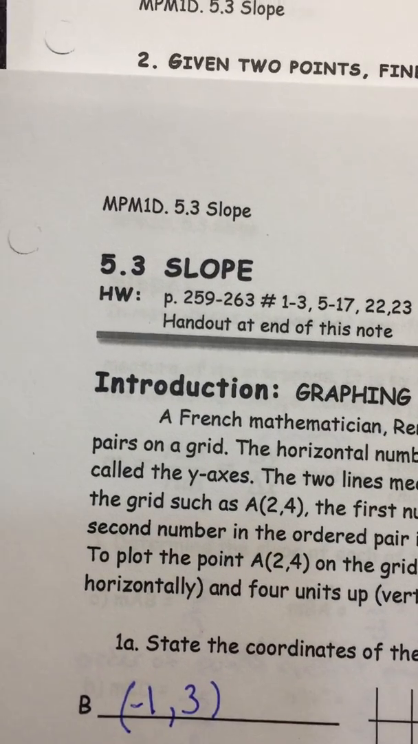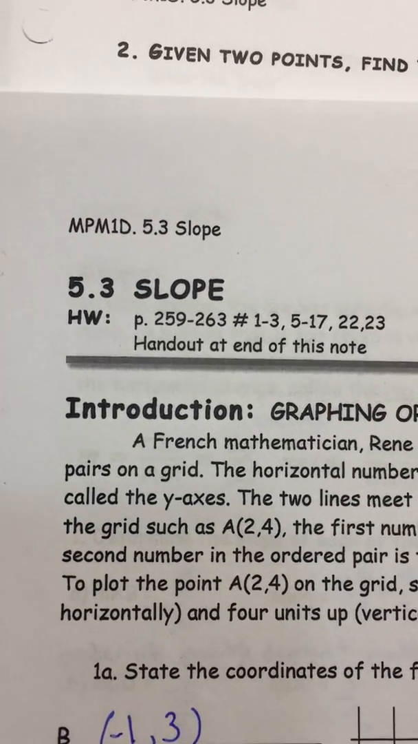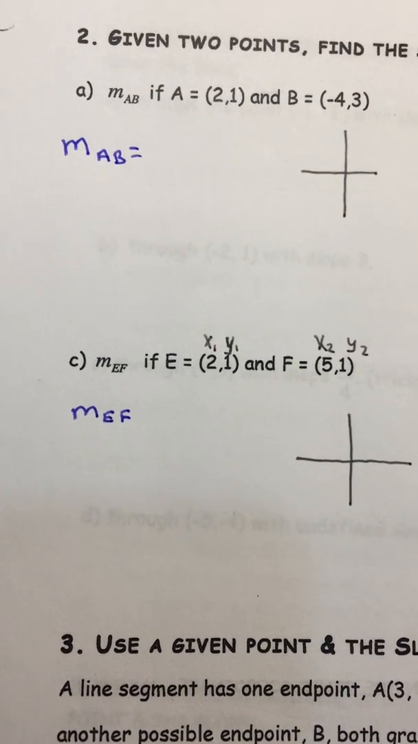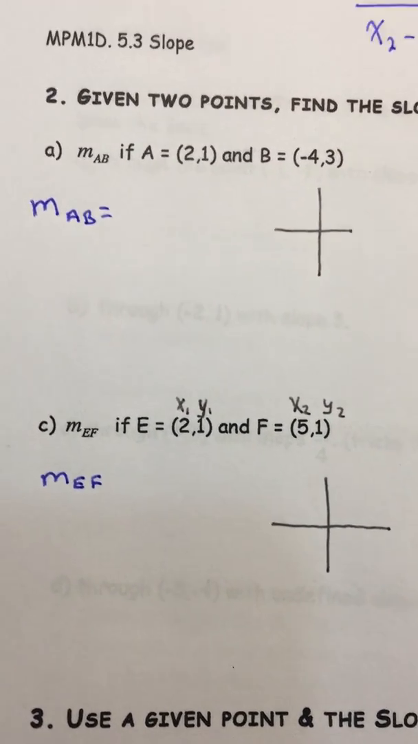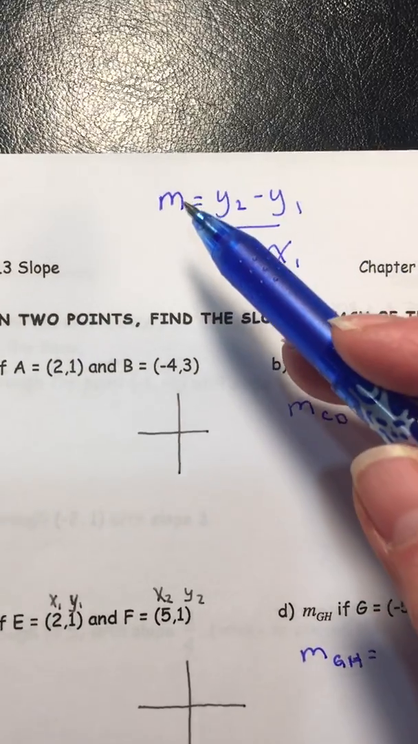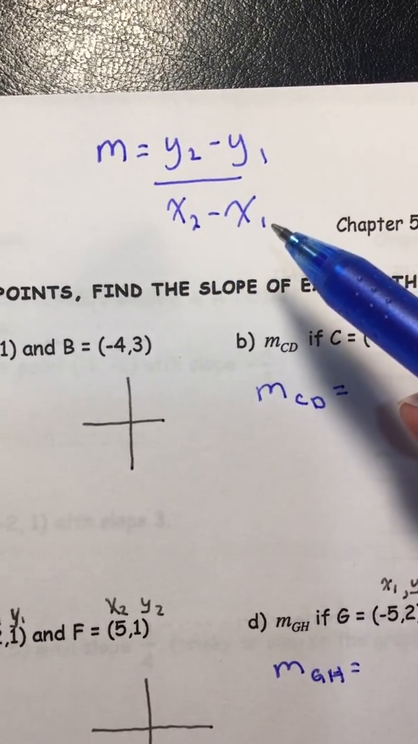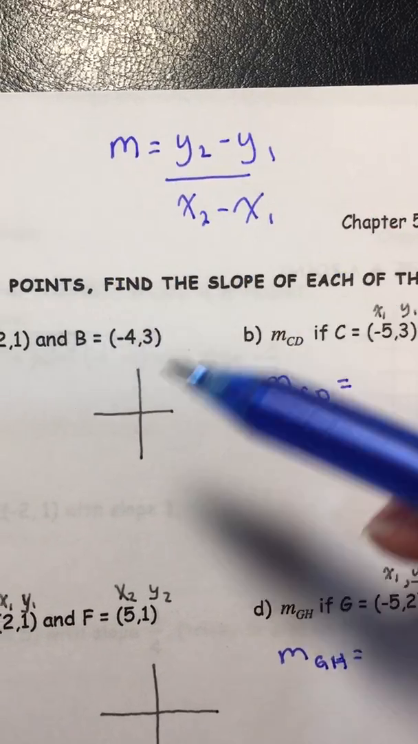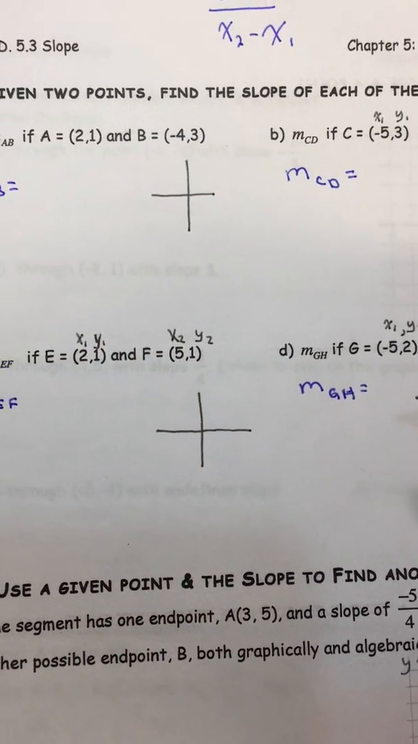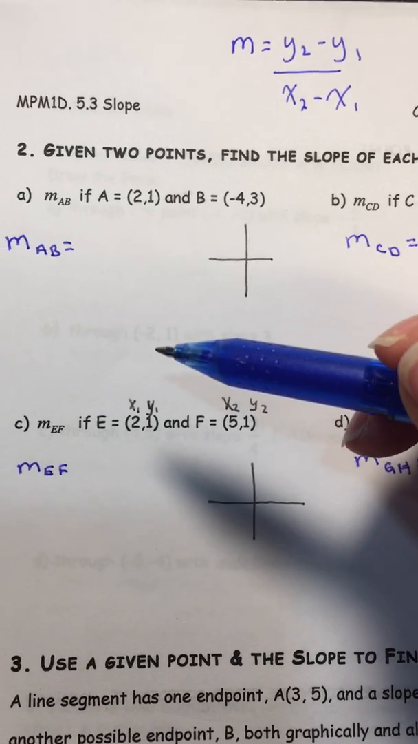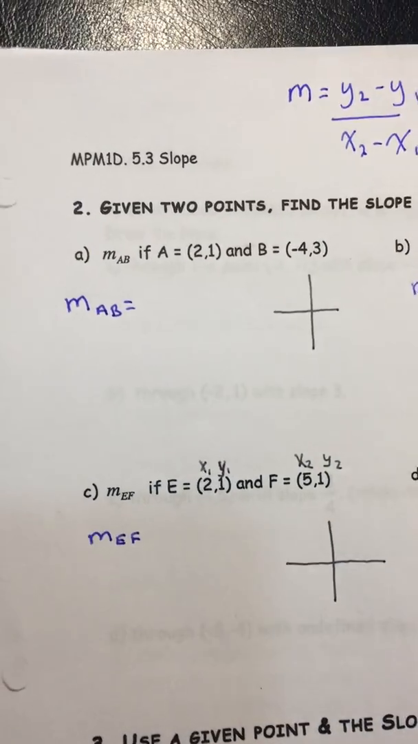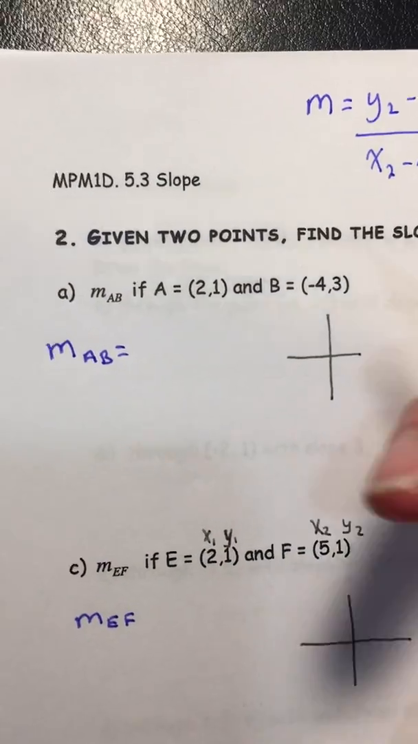Okay, welcome to part 2 of the slope lesson. So we ended up developing the formula last day for slope is y2 minus y1 over x2 minus x1, rise over run. I'm going to use that formula to calculate all of these slopes algebraically without graphing them, which is how we figured it out last time.